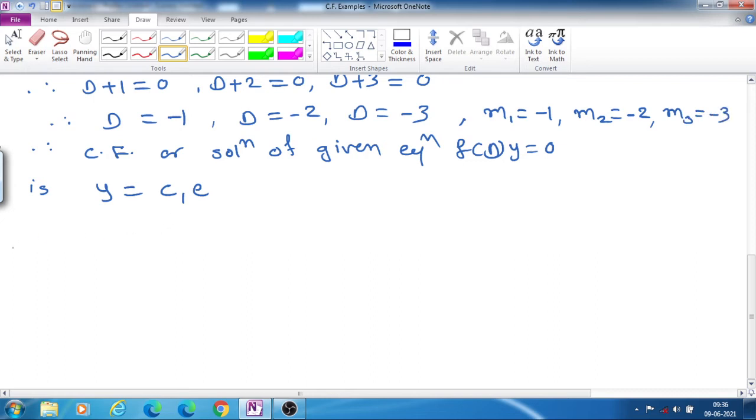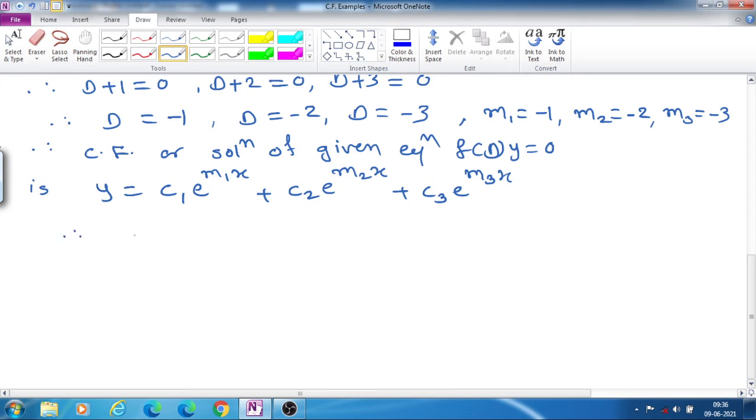So our formula is y is equal to c1 e raised to m1x plus c2 e raised to m2x plus c3 e raised to m3x. See, the roots are here -1, -2, -3. That means all the roots are real and all the roots are distinct, different, not a repeated root. Therefore this is our formula.